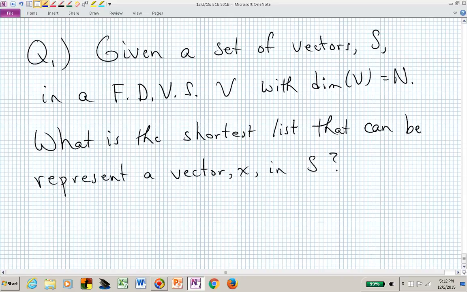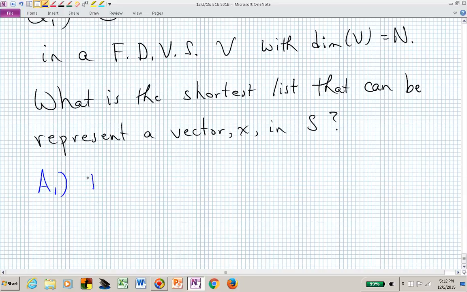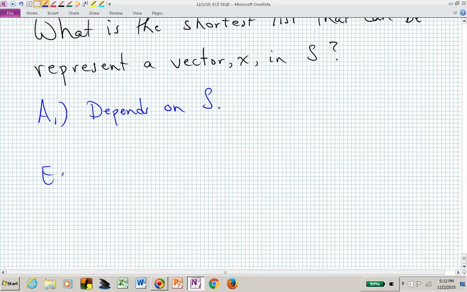And probably most questions that are asked, you could always answer with the following: it depends. So the answer that we are giving is really that it depends on what we are given with this set of vectors S. So our answer says it depends on S. Let's look at some examples of this.